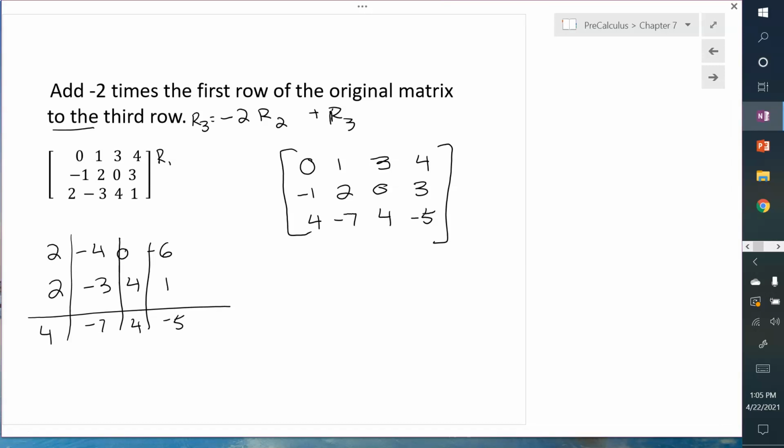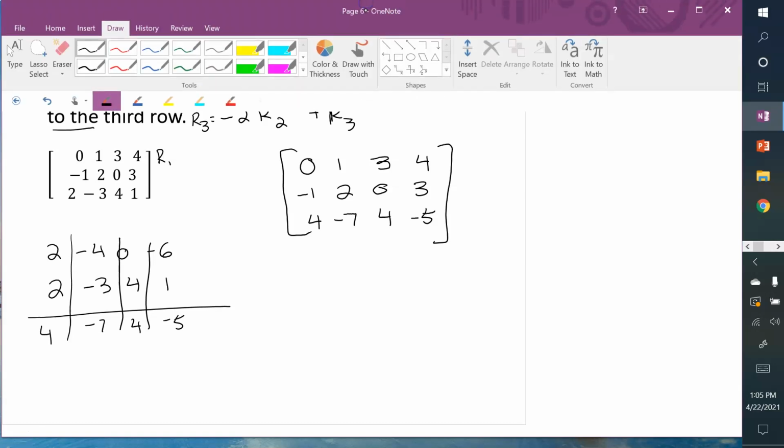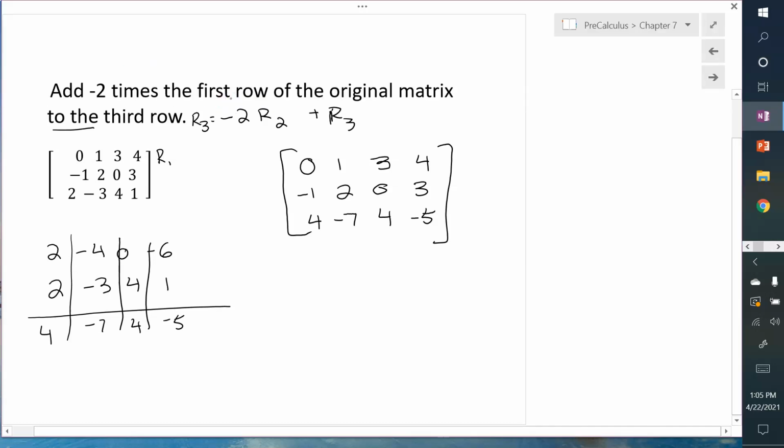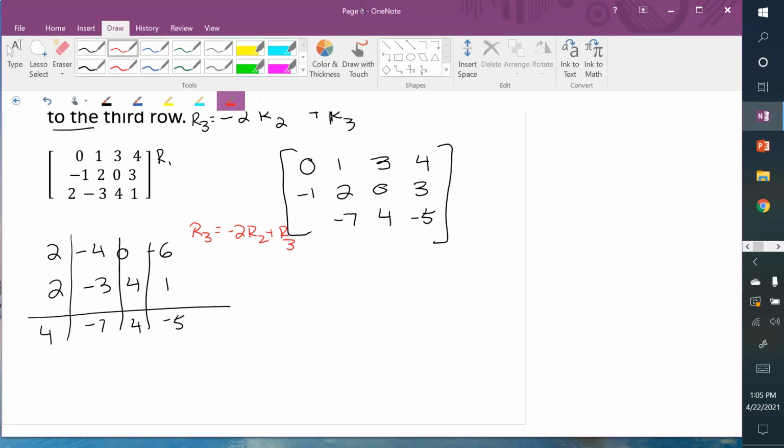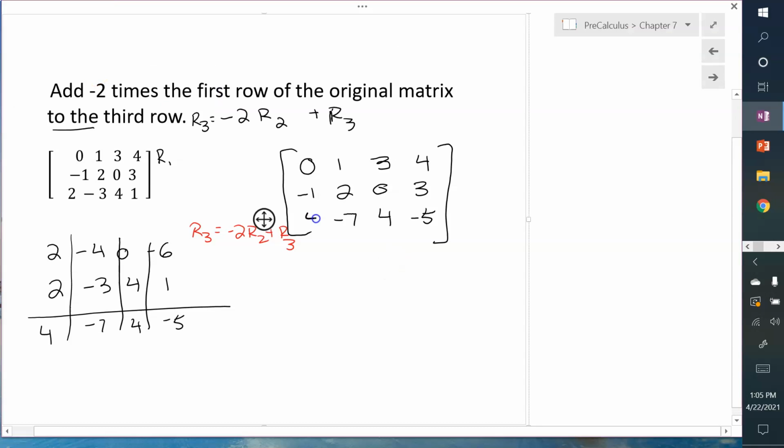And then one thing I want you to do is, and the book shows you this, they write the row operation next to the row that changed. So I changed the last row, so I would write it here. Row 3 equals -2 row 2 plus row 3, and somehow I erased. Okay, so write your row operation and then write in the new matrix.